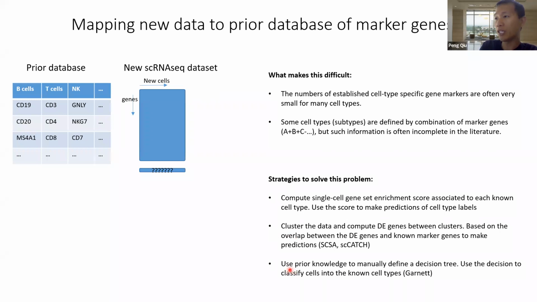Okay, but anyway, a third approach for utilizing prior knowledge is to use this prior knowledge to manually define a decision tree and then use the decision tree to classify cells into known cell types. And this is the approach taken by a group actually based in UW, and the method they developed, they named it Garnet. So this approach to me is actually very nice and very intuitively aligned with how biologists operate.